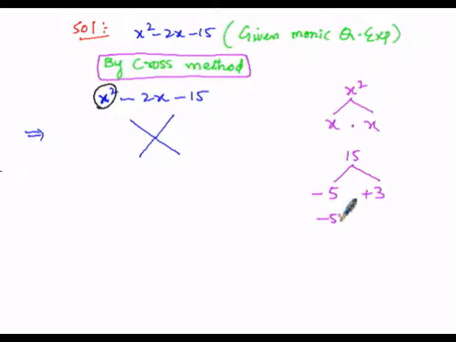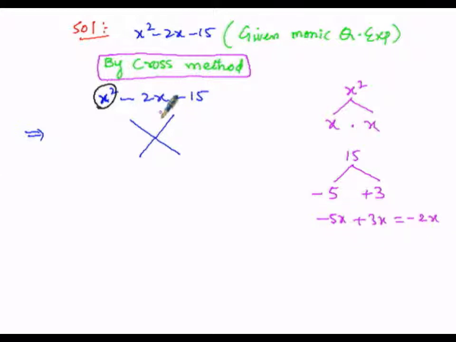We can attach x, because here we need x, so minus 5x, then plus 3x, that equals 2. So minus of plus is minus, then we have to subtract the smaller from the greater: 5 minus 3 equals 2x. Here 5 is greater than 3, and the greater one is negative, so the negative sign will be assigned here, that is the middle term.